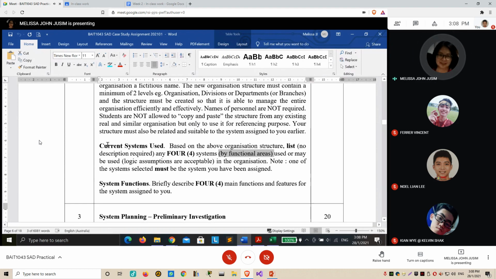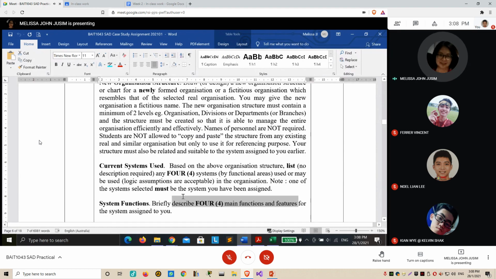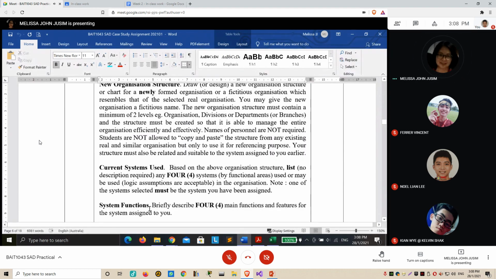Okay, so the current system use and the system function. So here you need to describe 4 main functions and features for the bus ticketing system. Okay, so 1, 2, 3. That's what you need to do now.